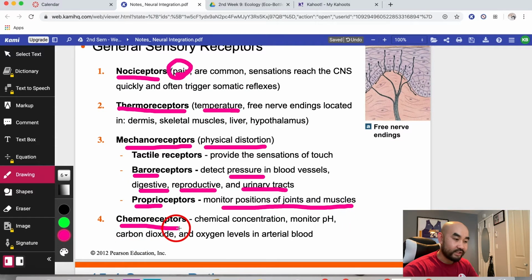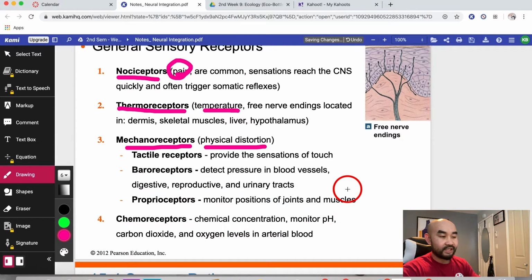And then you have chemoreceptor, which has to do with chemicals. For example, you have sensors that sense pH, acidic or basic, carbon dioxide, oxygen level, and so on. So those are the 4 types of senses. Yes, you do need to know, so please read this note and review it, okay?